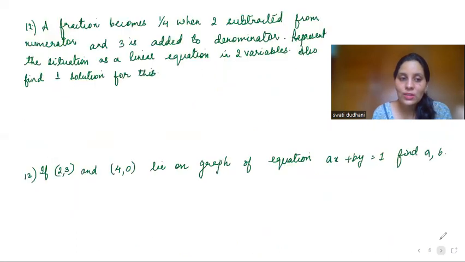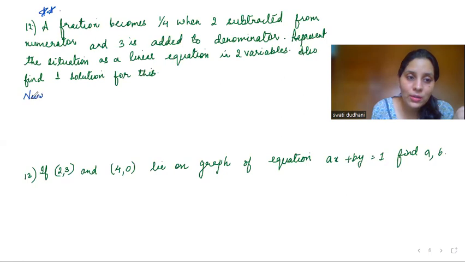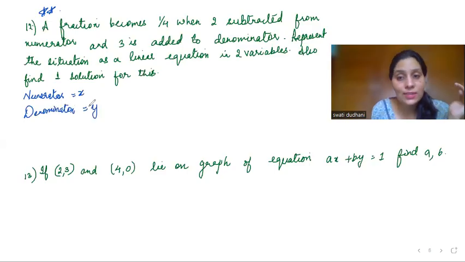Now moving on to the next one, the very important numerator denominator models. A fraction becomes 1/4 when 2 is subtracted from the numerator and 3 is added to the denominator. So we don't know the numerator and denominator. In word models, you will first assume what you need to find out so that your equation writing becomes easier. So let me first take my numerator to be x and my denominator to be y.